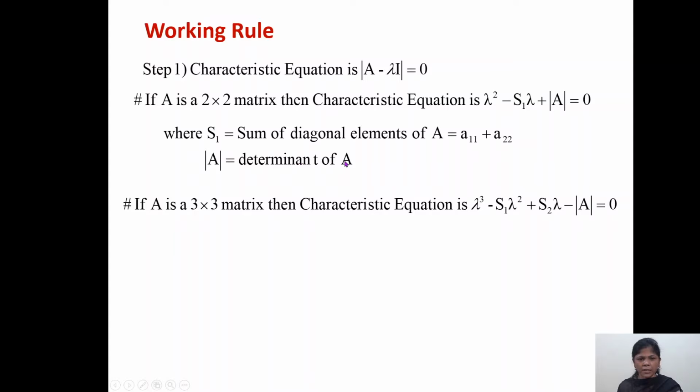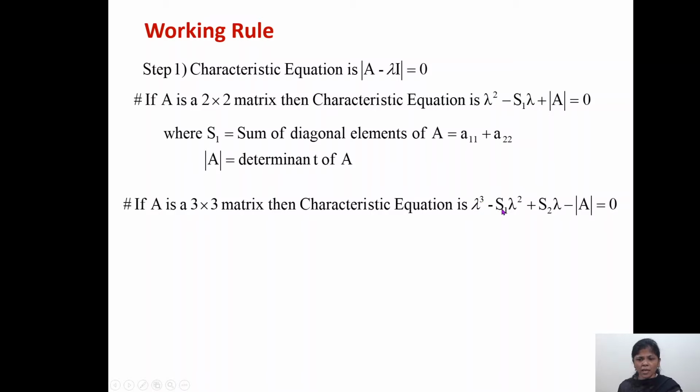Similarly, if A is a 3 by 3 matrix, then the characteristic equation can be written as lambda cube minus S1 lambda square plus S2 lambda minus determinant of A equal to 0. Remember, the power of lambda will be the same as the order of the matrix. If A is a 2 by 2 matrix, then the highest power of lambda is 2, whereas if A is a 3 by 3 matrix, then the highest power of lambda will be 3.